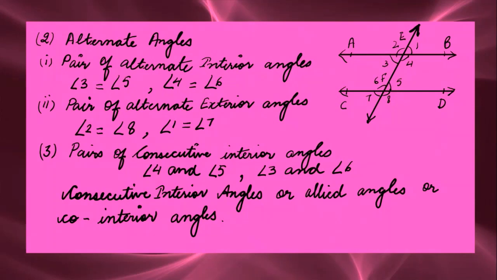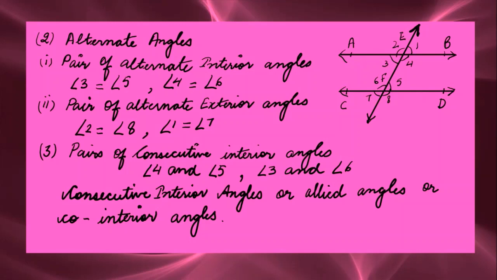Then you have alternate angles. For alternate, we have alternate interior and alternate exterior angles. For interior, angle 3 equals angle 5, and angle 4 equals angle 6. For exterior, angle 2 equals angle 8 and angle 1 equals angle 7.